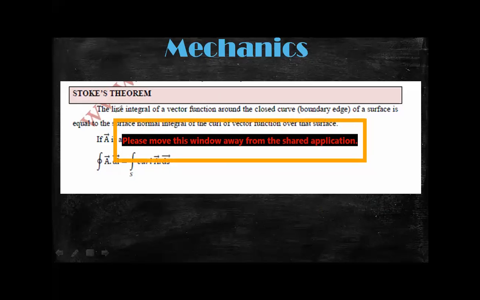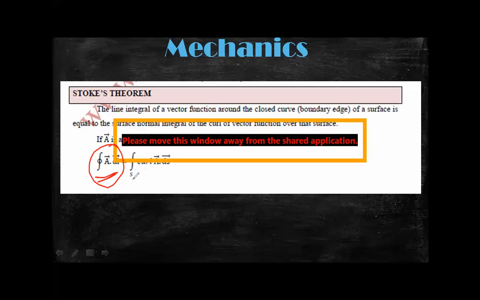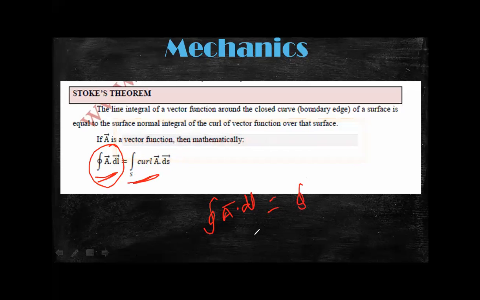So here is the Stokes' theorem. Now you can see the theorem here. The line integral of a vector function must be equal to the surface integral of the curl of that vector. What does Stokes' theorem say? That the line integral of any vector must be equal to the surface integral of the curl of that vector.